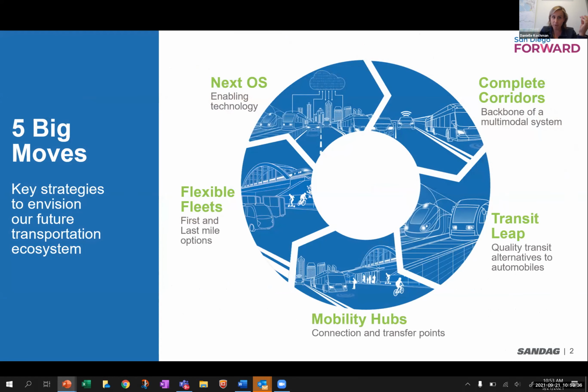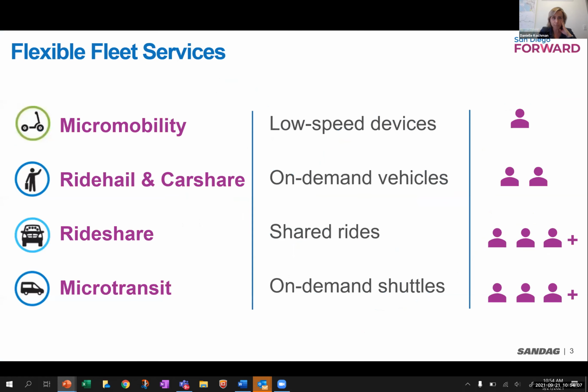So again, 5 big moves, we talked about that already, but really the vision is how can we offer travel choices and make travel alternatives to driving alone convenient and flexible, and a really great option for people of all different ages, abilities, and also preferences, because people have different preferences of how they like to travel. So really having options out there and leveraging technology to have an integrated, world-class transportation system for everybody.